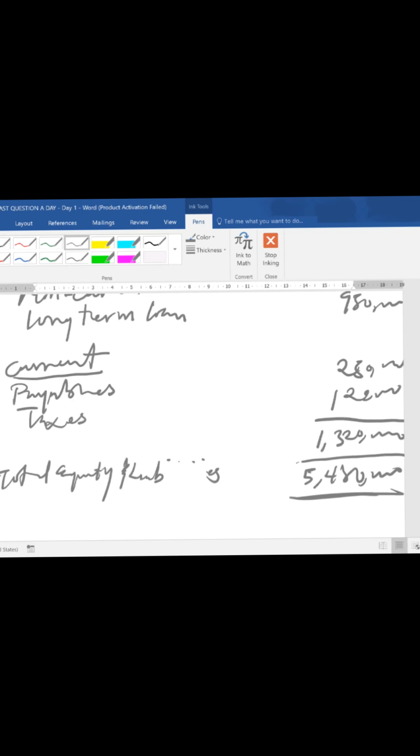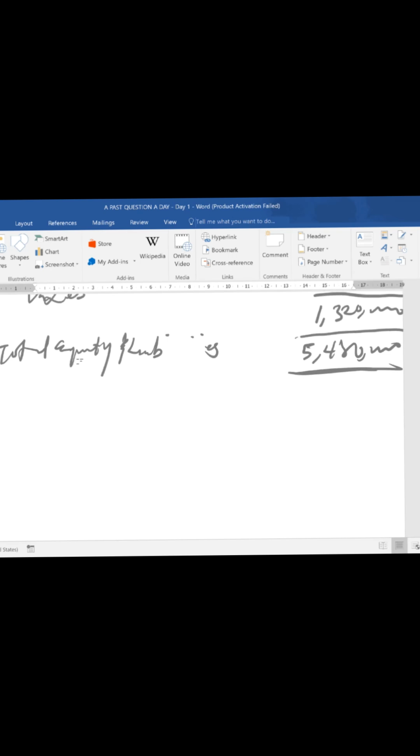So after the revised statement, we are now going to prepare our ratio report. And we first have to start by computing our relevant ratios. Let me just add some few more pages.